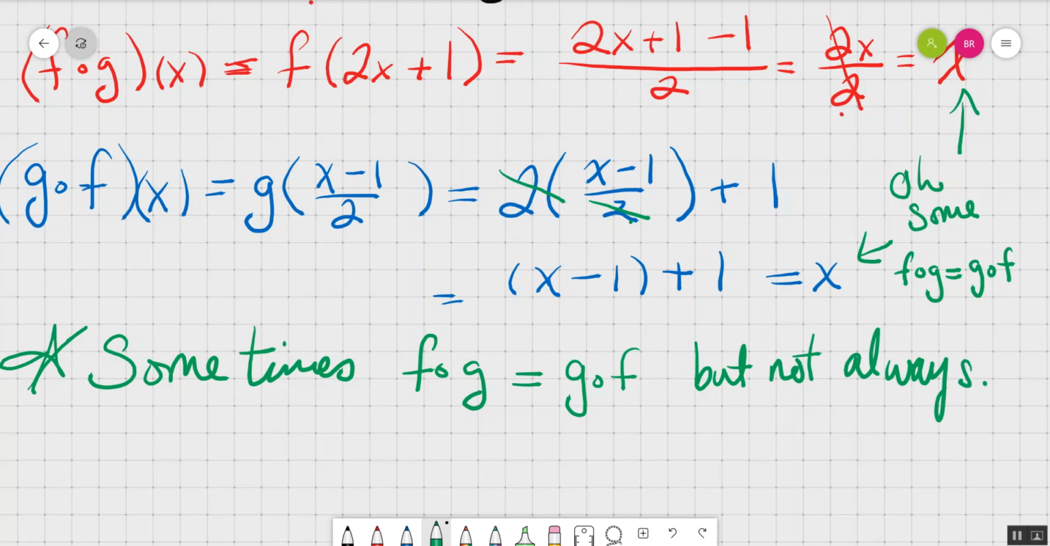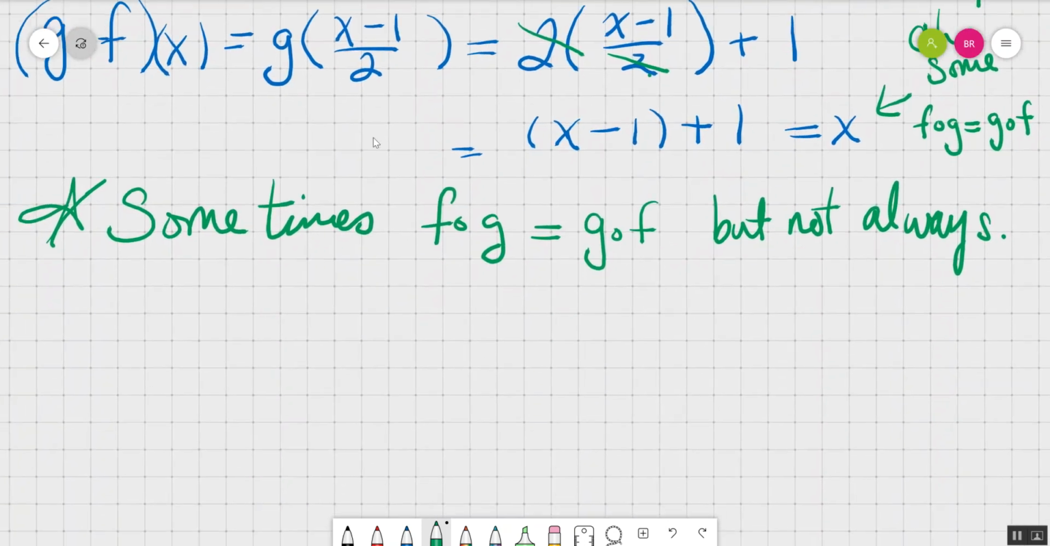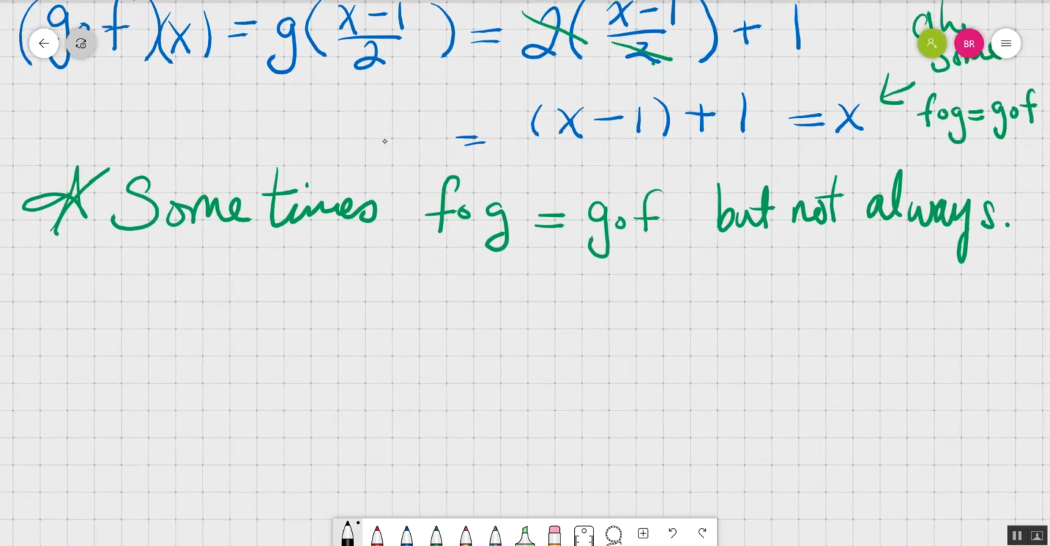That's kind of fun. So you might want to ask yourself, is there something unique about this f and g pair that made them come out the same, whereas it might not have with others? Let's think about that. Maybe, maybe not. I don't know. Worth thinking about. Let's try another pair, and we'll see what happens.